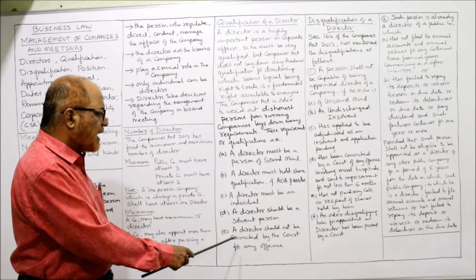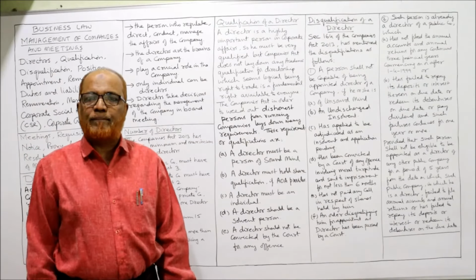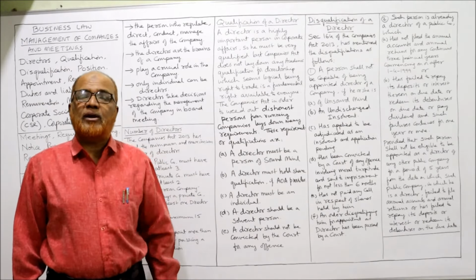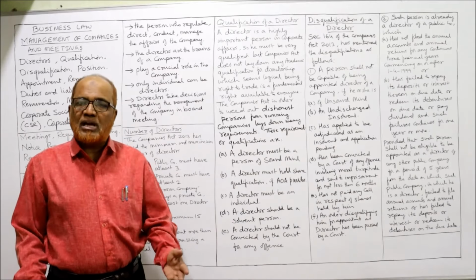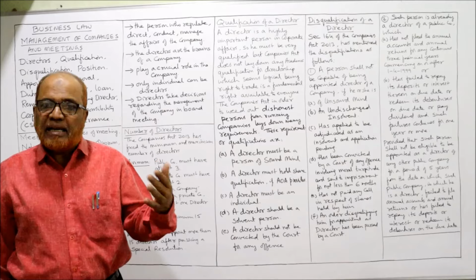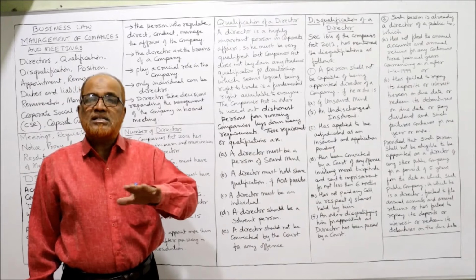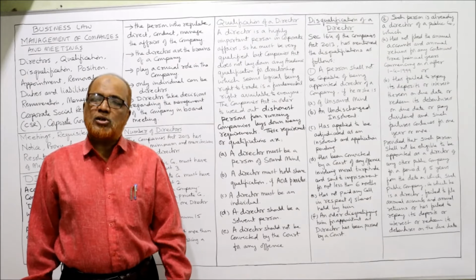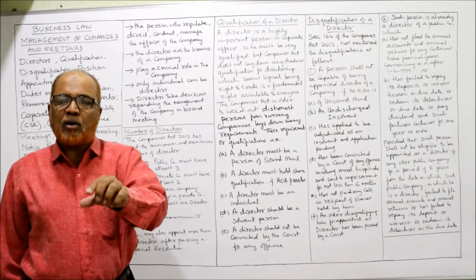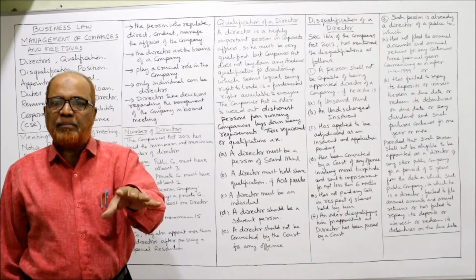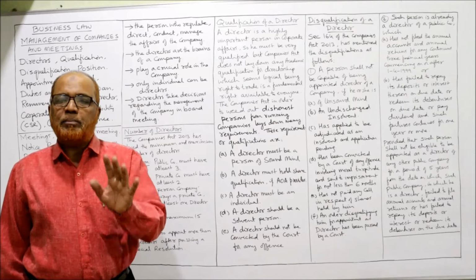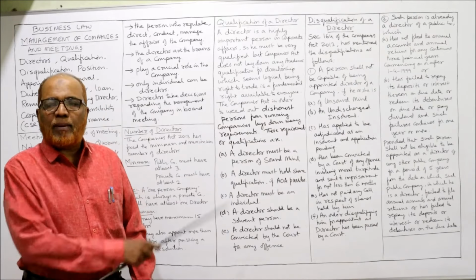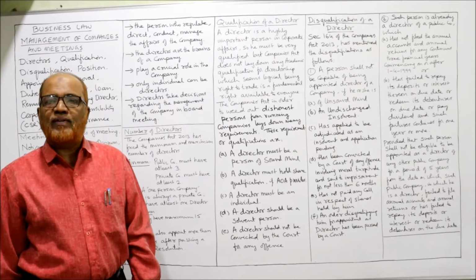Last one, a director should not be convicted by the court for any offense. The person cannot be elected as a director if he is convicted by a court regarding some offense. Suppose a person has done some crime, some illegal activity, and the court has debarred him from becoming a director. In that case, the person will not. So simply, a convict, a person on whom some imprisonment is imposed for his act, cannot become a director of a company. So I have explained to you the qualifications of a director.